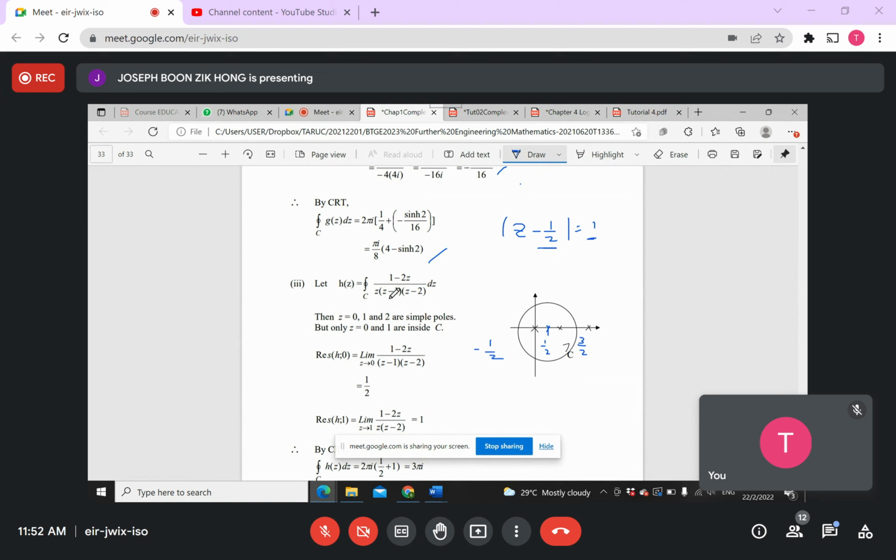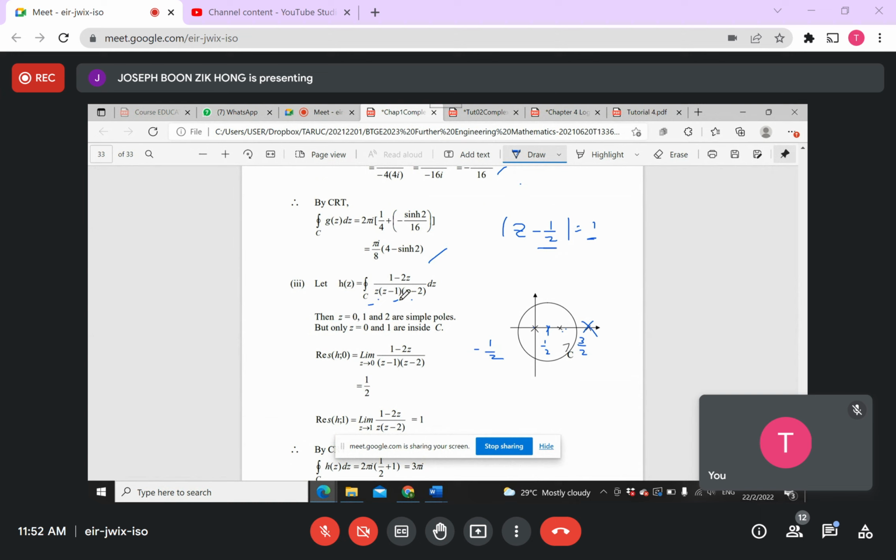Now we have a look: z equal to 0, z equal to 1, z equal to 2. z equal to 0 is here. z equal to 1 is in between half and 3/2, so it's here. But z equal to 2 is outside, so we no need to consider it. We only need to consider z equal to 0 and z equal to 1.